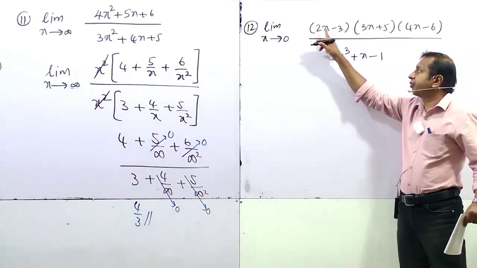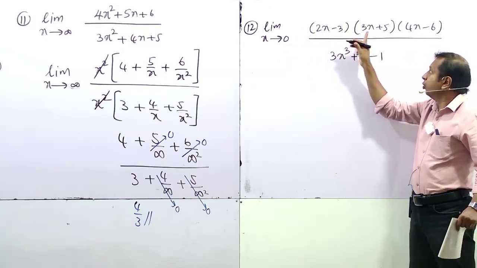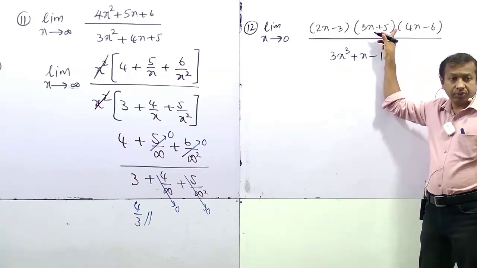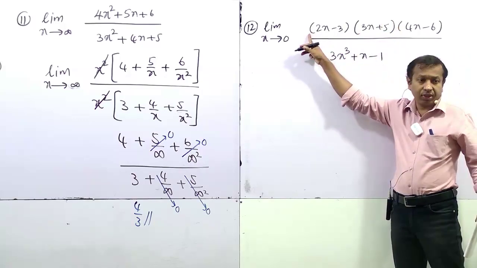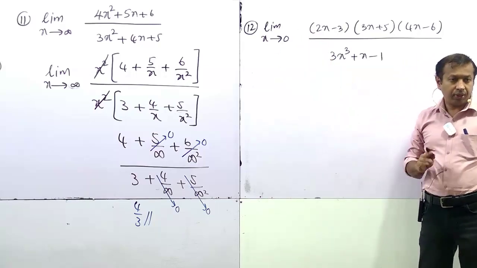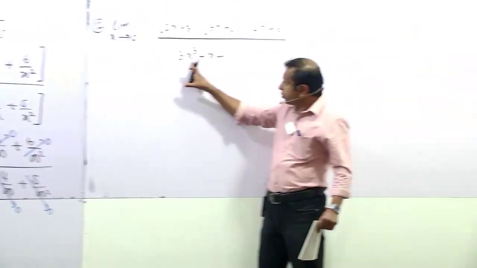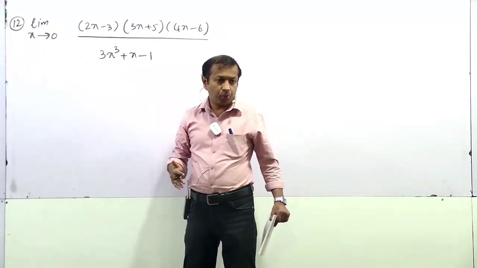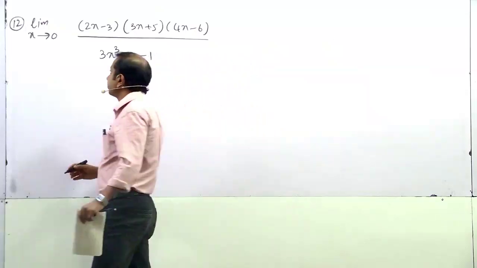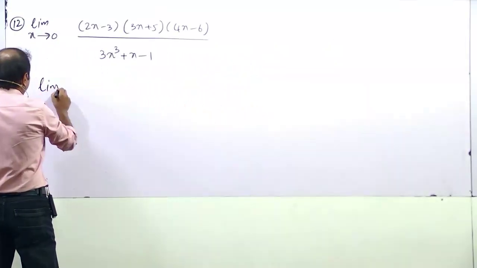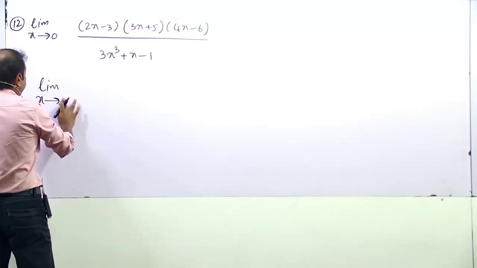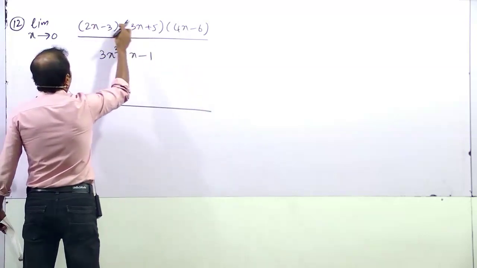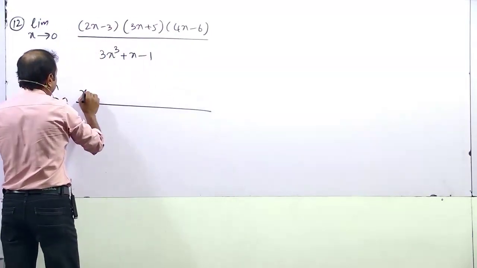From this bracket, we take x out. From this bracket, we take x out. From this bracket, we take x out. Then here x, here x, here x. What is that? x cube. Right? Take x out from each bracket. From this denominator expression, take x cube out and cancel down x cube and put x as infinity. Right. x out from this, x out from this, x out from this, x cube.